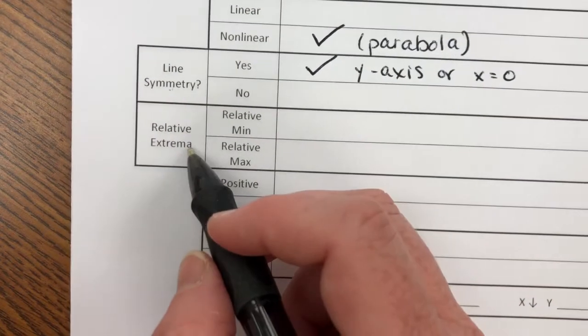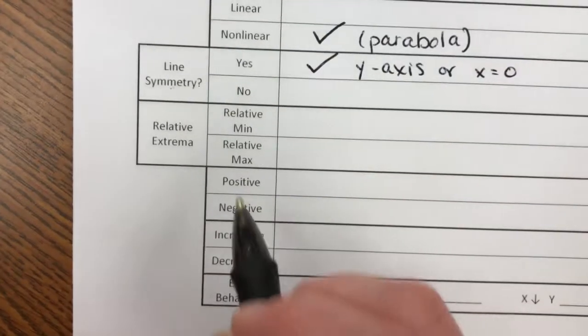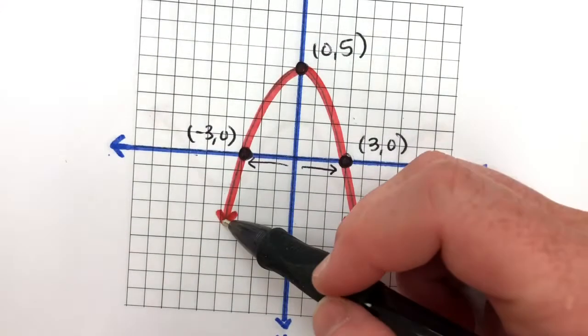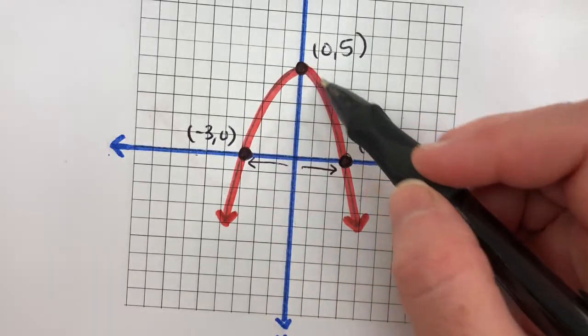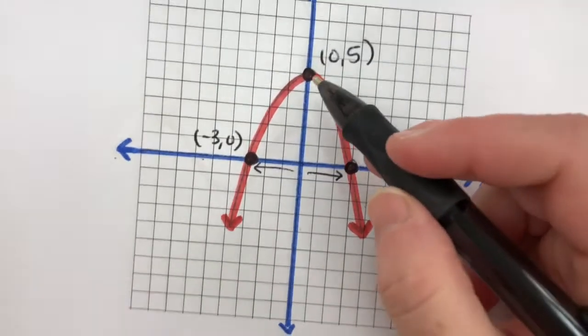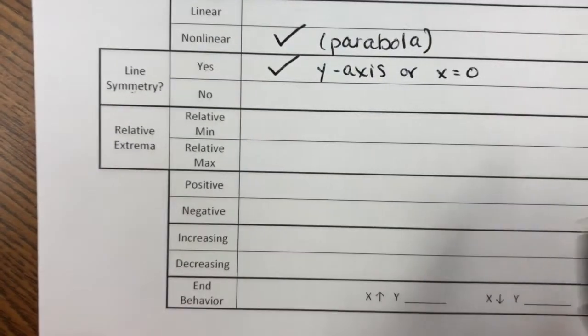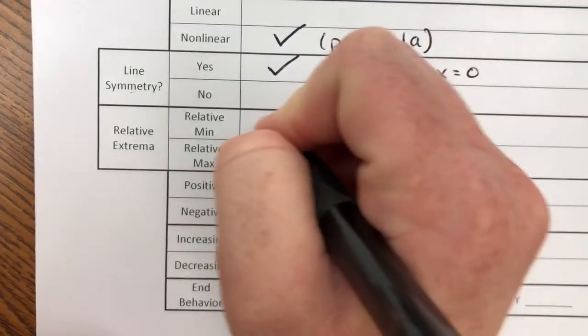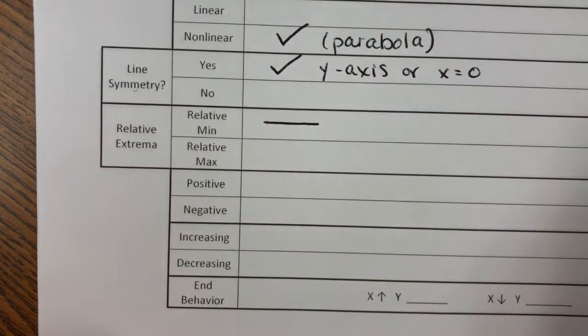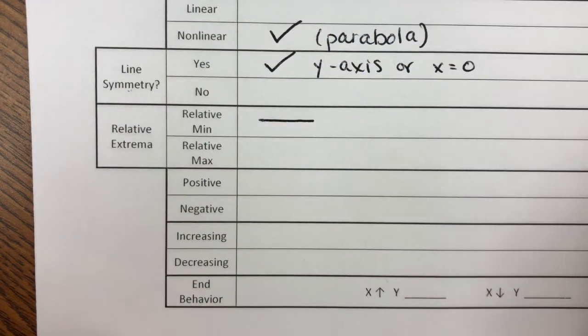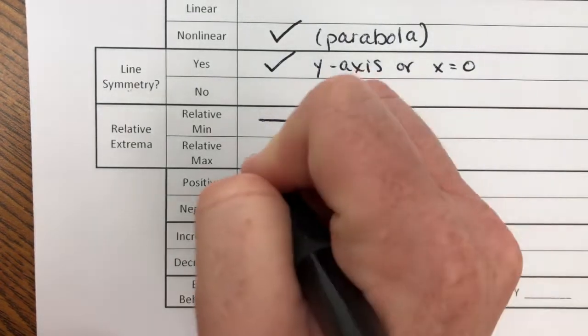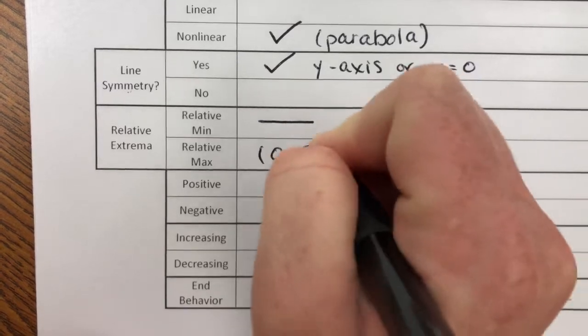Okay, and then my relative extrema. So this only happens when I'm changing direction. How many times do I change direction here? Well, I'm going up, up, up, up, up, and then I change and go down, down, down, down, down. So what's the highest point I got to when I change direction? 0, 5. And that's a maximum. It was the highest point I got to. So there is no relative minimum. I never change direction to go back up again, right? There's no relative minimum. But the relative maximum was at 0, 5.